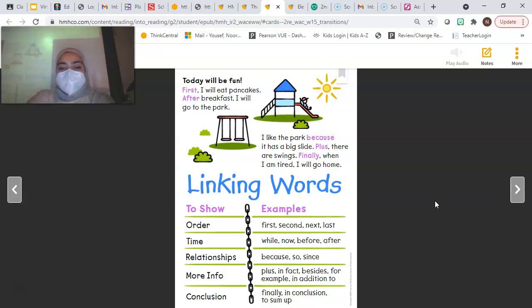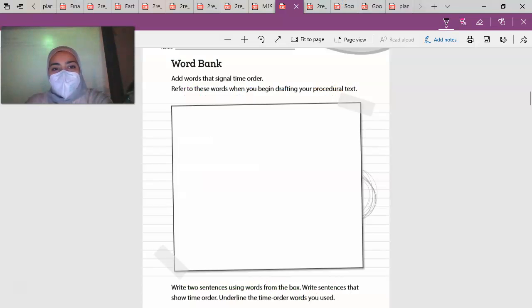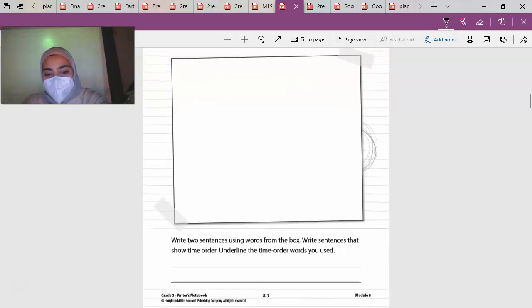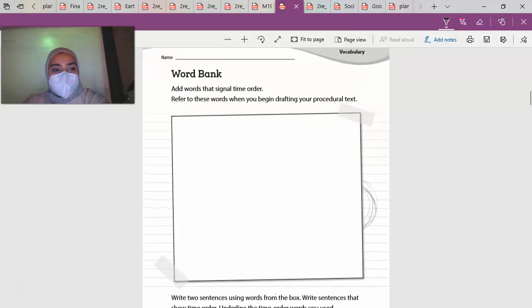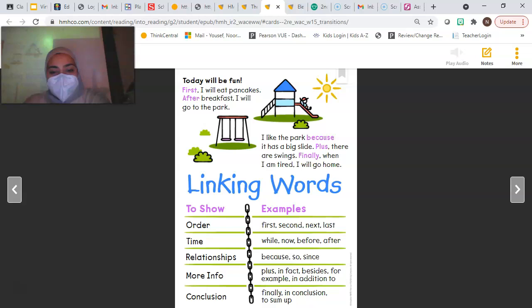You're going to write down these linking words in your writing notebook on this page where it says word bank. Add words that signal time order. It's 8.3 on the bottom. If you need some time to find that and take it out, you can go ahead and pause the video now. Okay, now that you have this paper, we are going to write down these linking words on that paper.